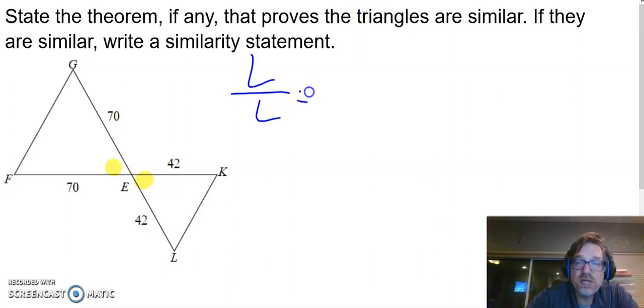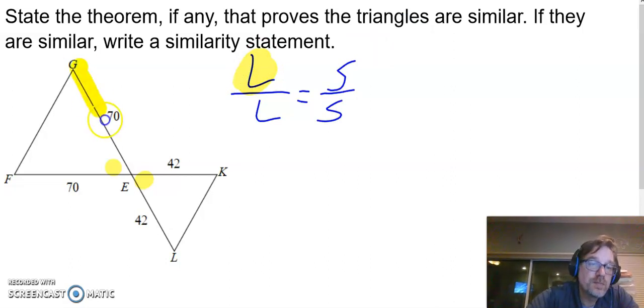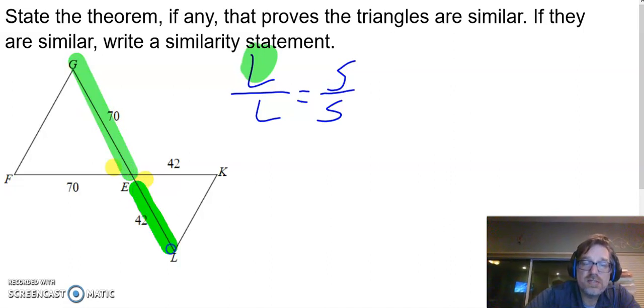We're going to go long side over long side, and see if that equals short side over short side. Well, my long side, oh, I can't use yellow, darn it. I've already used yellow. So let's go ahead and use green. My long side is 70. My long side is 42.